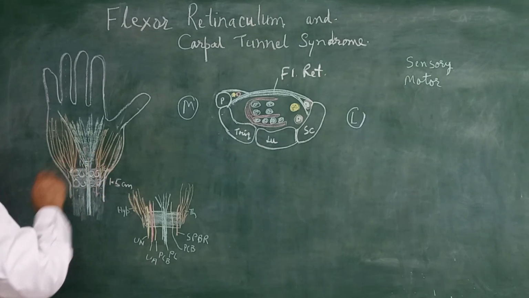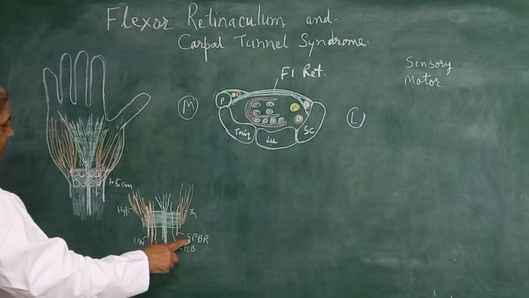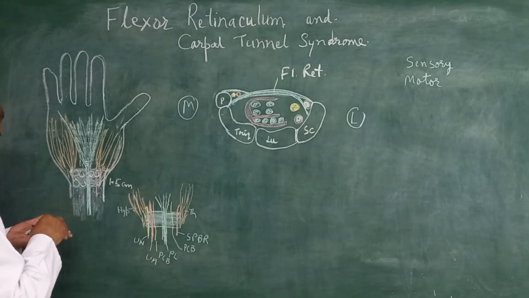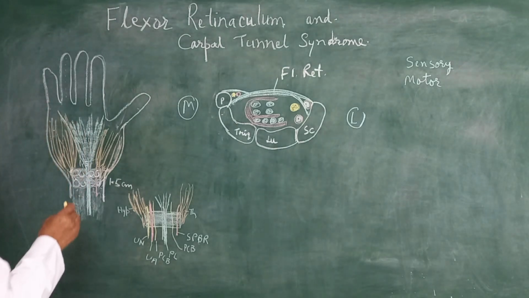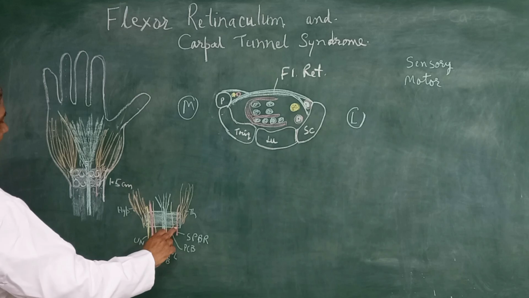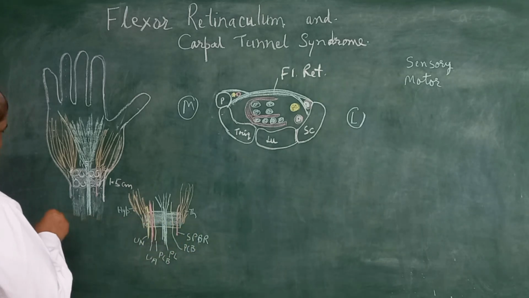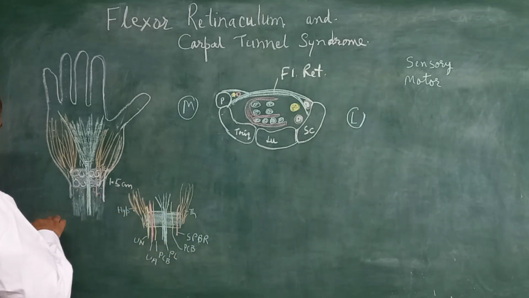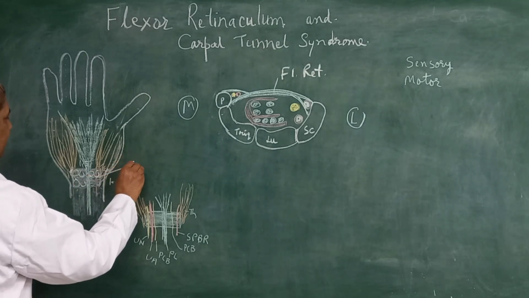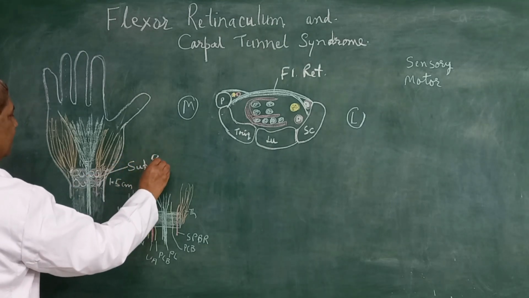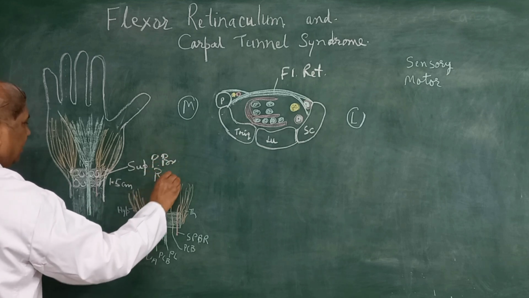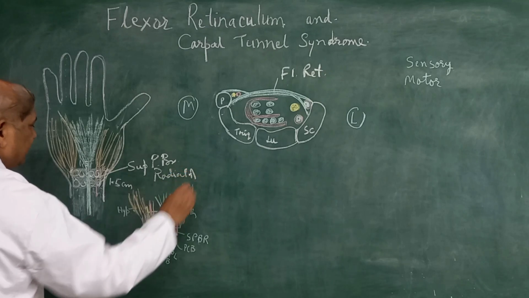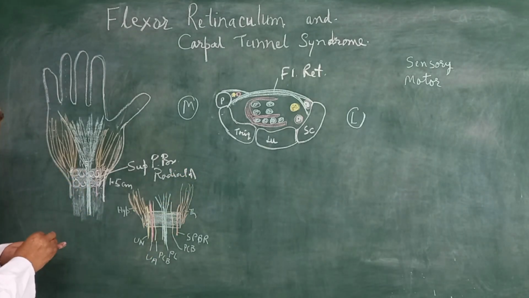After the thenar muscle, this is the superficial palmar branch of the radial nerve. Okay, this is the superficial palmar branch, and this will be most laterally, I would say the radial artery, not nerve. This is the superficial palmar branch of the radial artery.